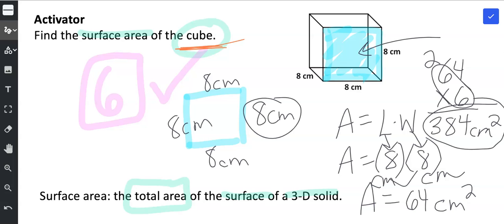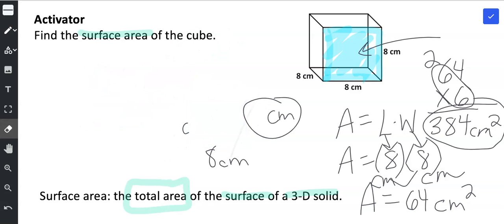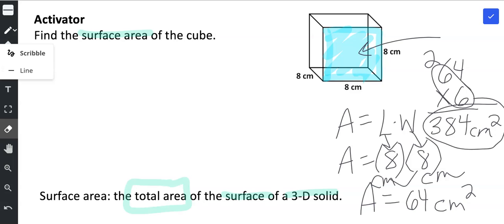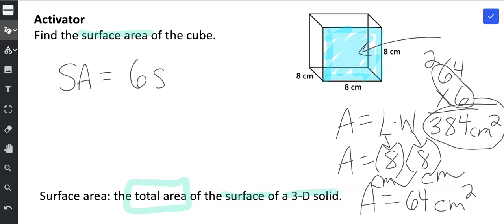Now, let me show you one other formula that you're going to see in textbooks for the surface area of a square. It looks like this. The surface area, and I said square and I meant cube. The surface area of a cube is 6 multiplied by s squared. And the reasoning is this. S is used to represent the side length of the square.